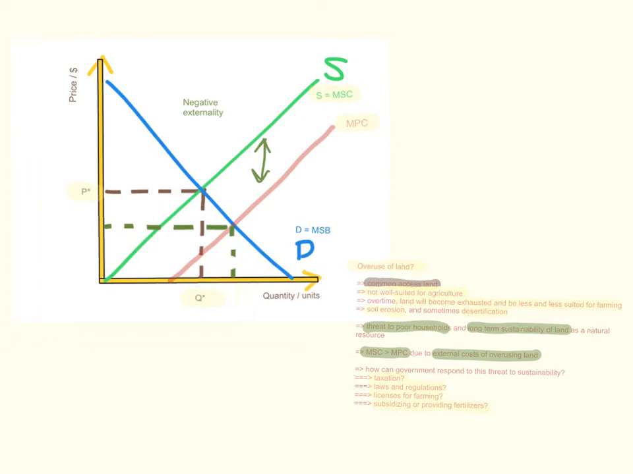So this vertical distance here between the MSC and the MPC curve, that's the amount of the negative externality as a result of this overconsumption, of overuse of the land. Now, what would happen if the government taxes, for example, is that this marginal private cost curve would shift upwards. So it would basically internalize the external cost and bring the consumption down to Q star, that's the optimum quantity. This is what the government wants.